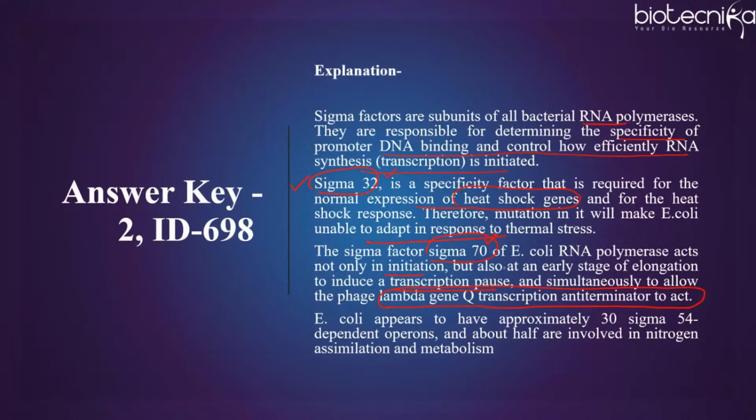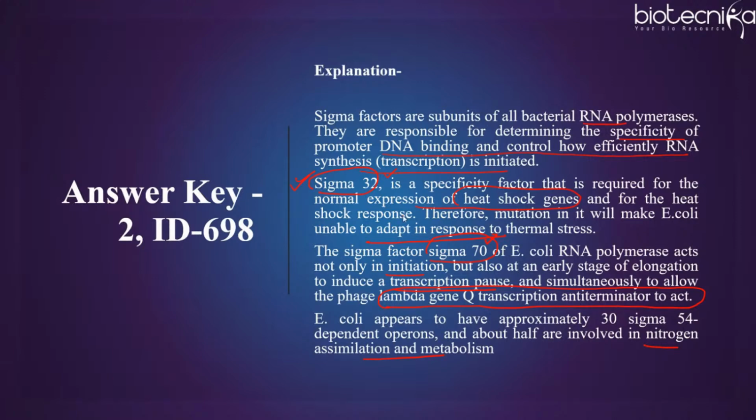Then there are many sigma 54 dependent operons, and they are involved in nitrogen assimilation and metabolism. So these are the important sigma factors, and the uses of these sigma factors you should know. You can note it down for your further reference.